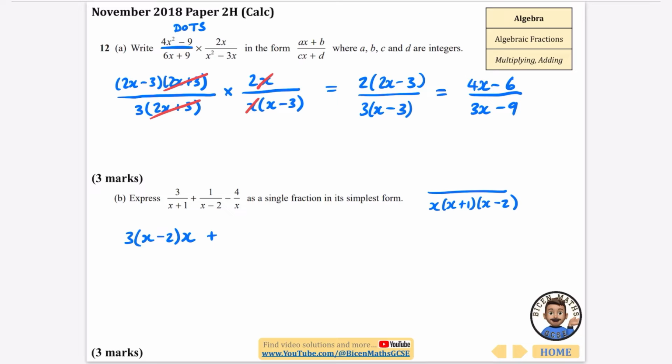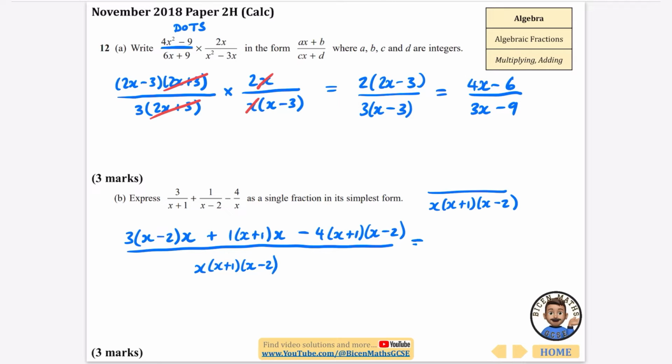Now for the next one, the 1 has already got an x minus 2 with it, so it's going to need an x plus 1 and an x. And then the negative 4 has already got an x, so it needs an x plus 1 and an x minus 2. And that is all going to have that common denominator of x, x plus 1, x minus 2.